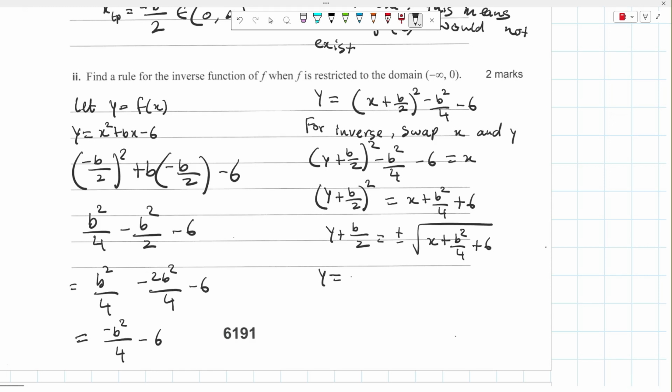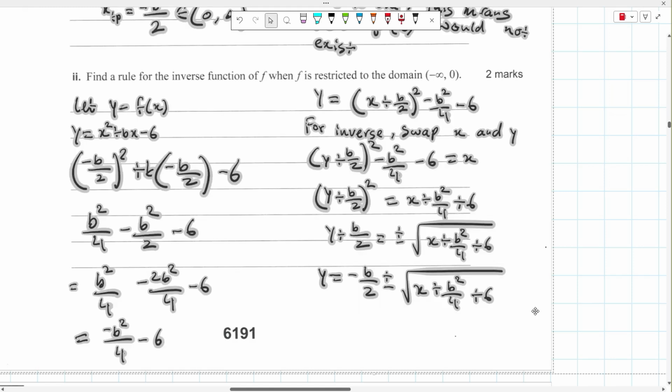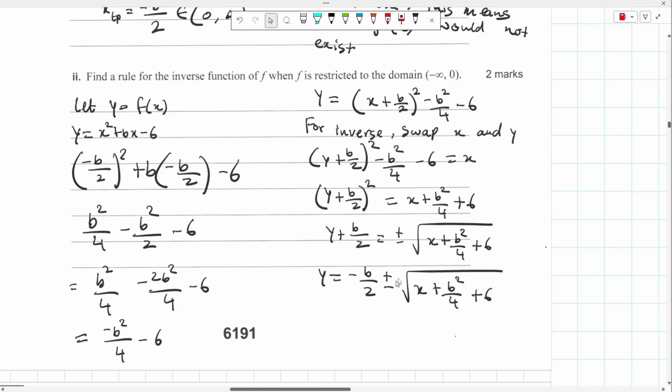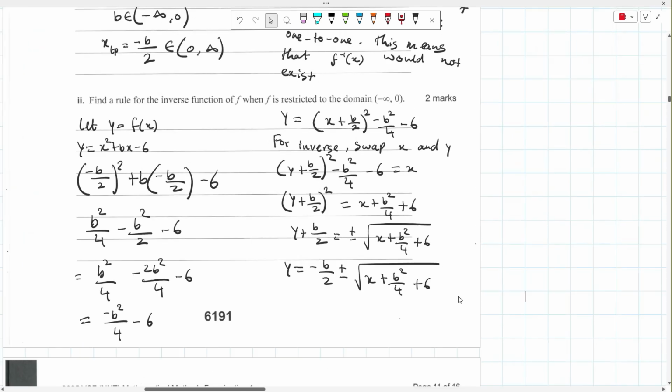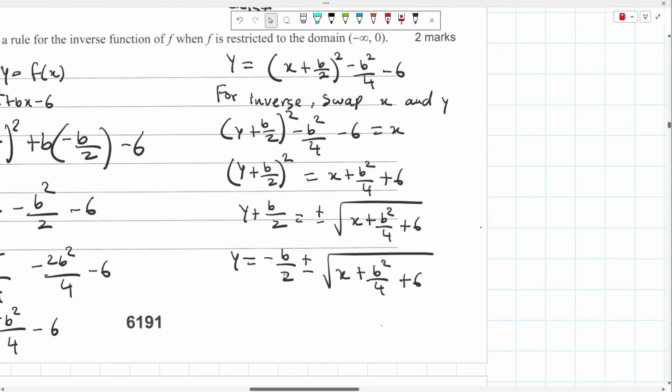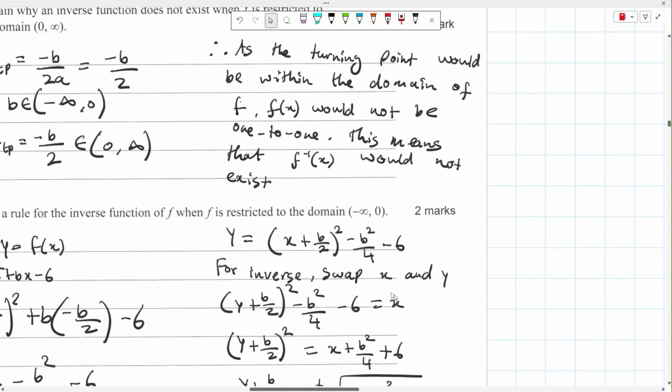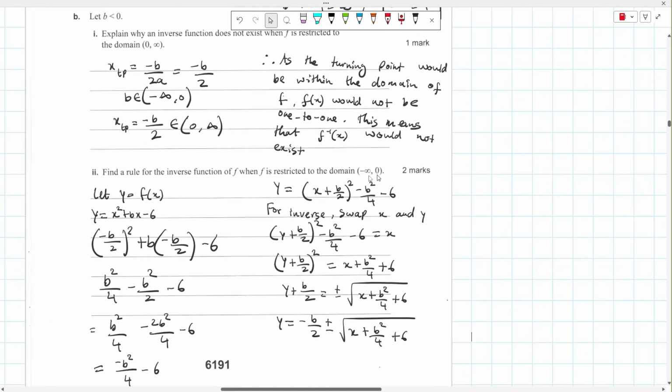And now we get y is equal to negative b on 2 plus or minus the square root of x plus b squared over 4 plus 6. Now you can see we actually got two different things here. We got a plus version, negative b on 2 plus this thing, and a negative b on 2 minus this thing, right? So we're going to need to reject one of them. We only have one inverse function, right? So we're going to have to reject one of them. How do we figure out which one to reject?